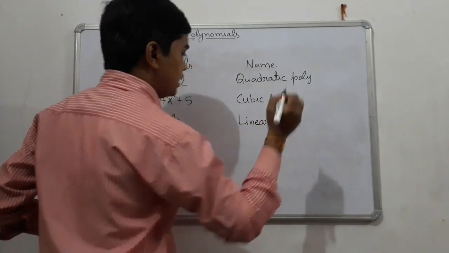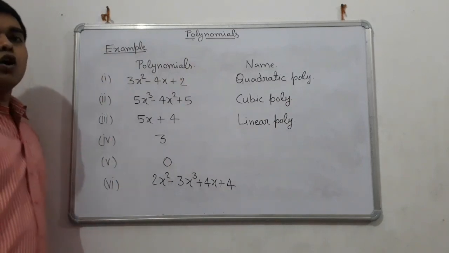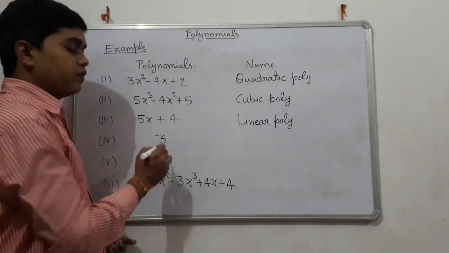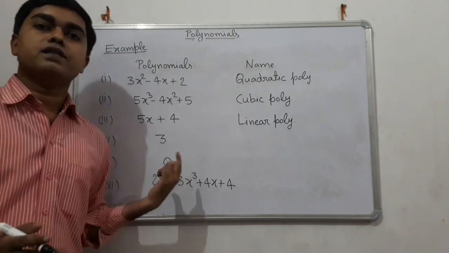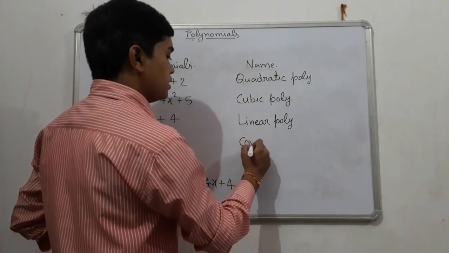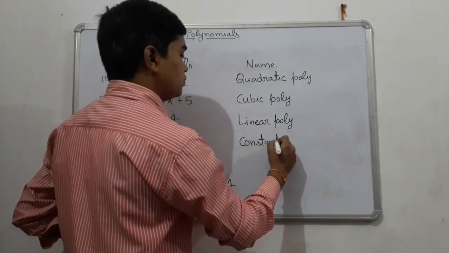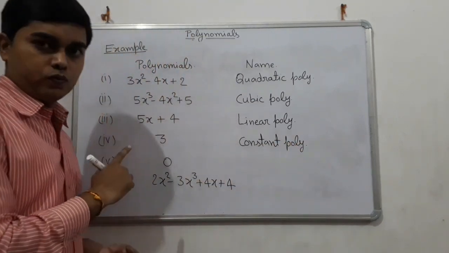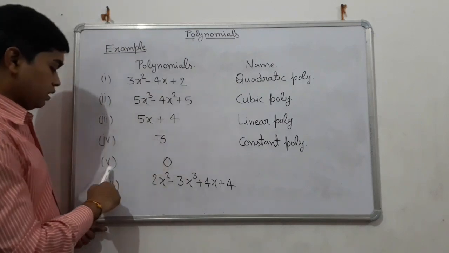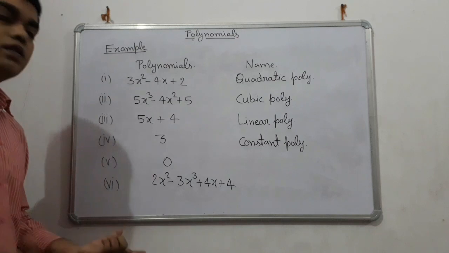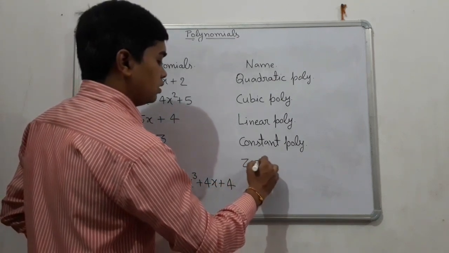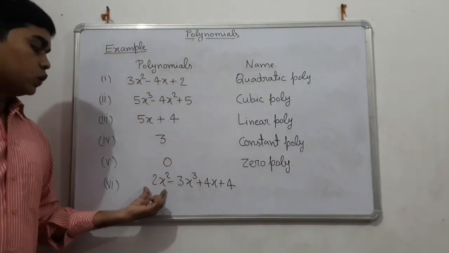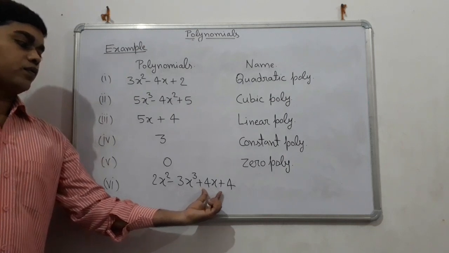And now here only 3. So what is 3? 3 is a constant. Okay, so if no variable is there, then you can say this is a constant polynomial, and the degree of a constant polynomial is 0. Okay, remember this. Next one is 0. So 0 means this is the zero polynomial.